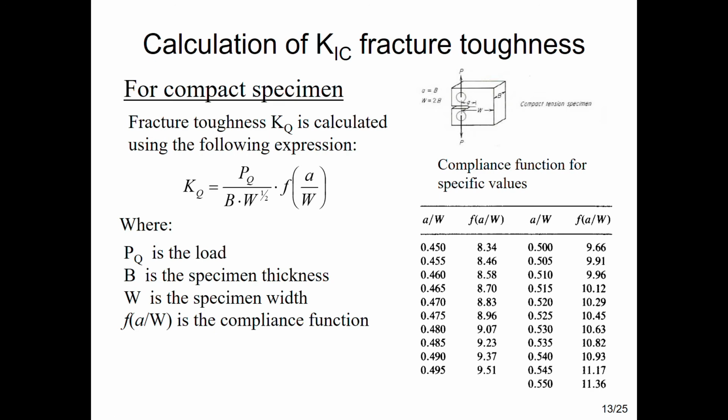Okay, this is the calculation of K1C fracture toughness for a compact specimen. It is almost the same technique that we covered in the last lecture. Fracture toughness KQ is calculated using the following expression, where PQ is the load, B is the specimen thickness, W is the specimen width.